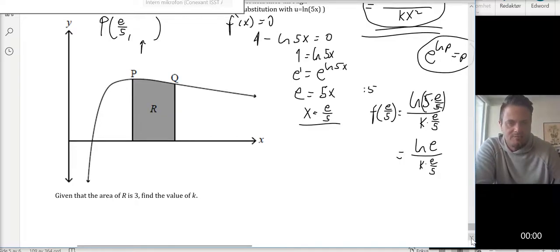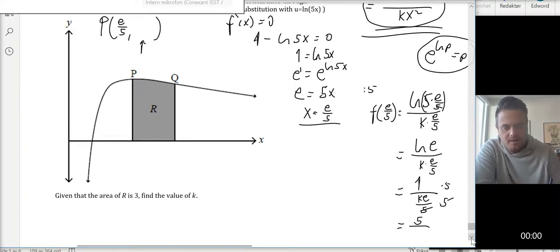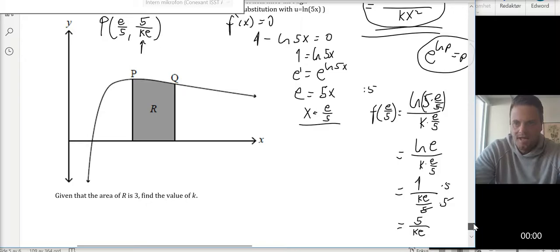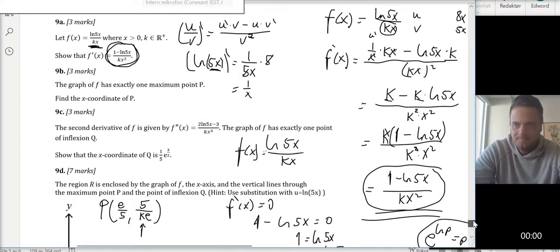And then we have to remember that ln of e is actually the number 1, and I may write it like this. Okay, just multiply k up here, and then we have a complex fraction. We don't like complex fractions, so I just multiply by 5 up and down here. So I get 5 divided by k times e. So that is the y coordinate here, 5 divided by k times e. So then we have the answer on exercise B here.